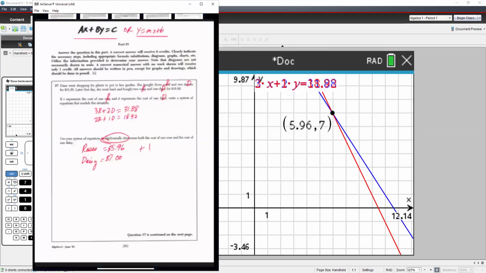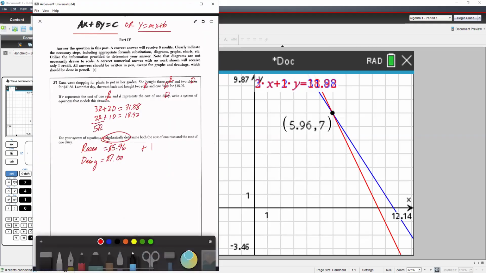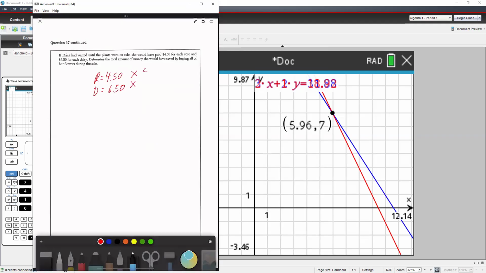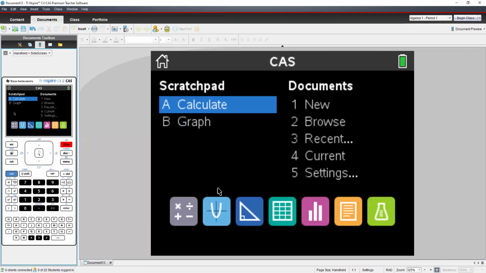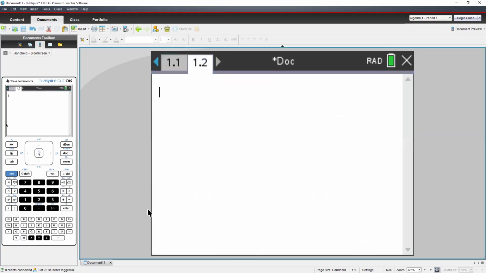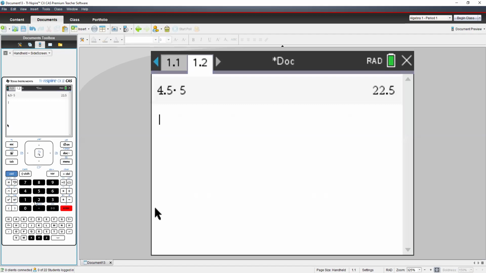So let's go over here. She had 5 roses and she had 3 daisies. So this is going to be 5 roses and this is 3 daisies. So 5 times this. Let's just use the calculator. I always encourage you guys, use the calculator, avoid careless mistakes. So 4.50, the price of the discounted roses, times 5 is $22.50. And the sale price for daisies times 3 is $19.50.